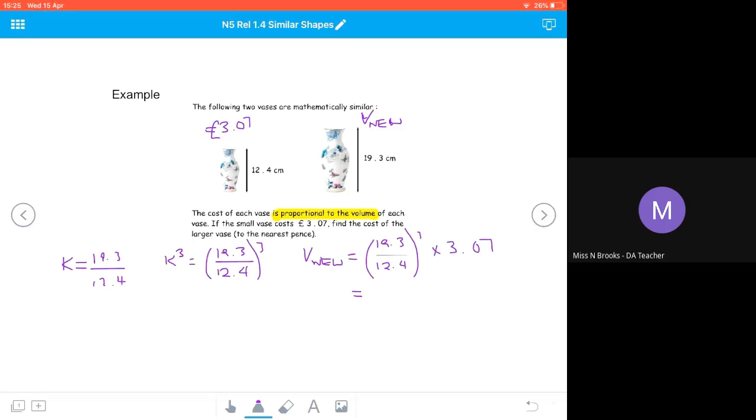Now, when I put that into my calculator, I get 11.575. And again, you know that money has 2 decimal places, so to round it to the nearest pence, we need to have at least 3 decimal places. And then we need to make sure we've got our units, and it's £11.57, and it's a 7, and the 5 is after it, telling us to round it up to 8. So our final answer is going to be £11.58.